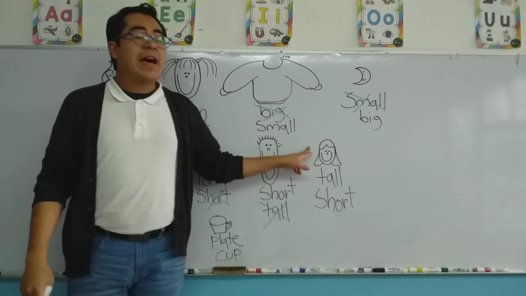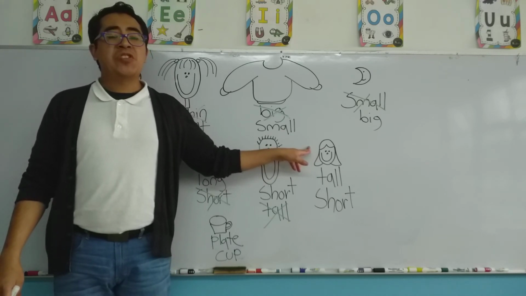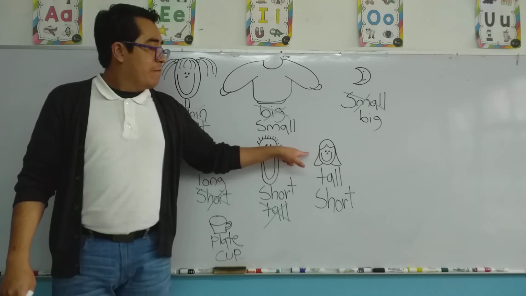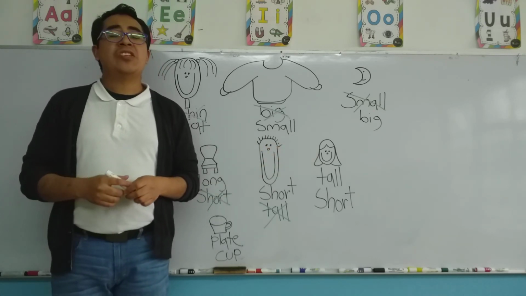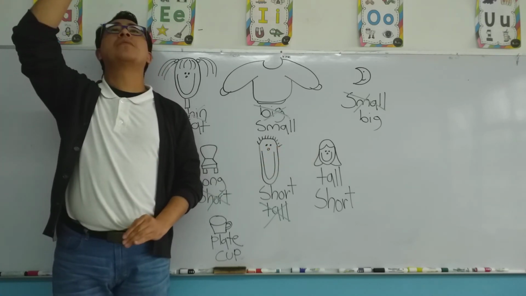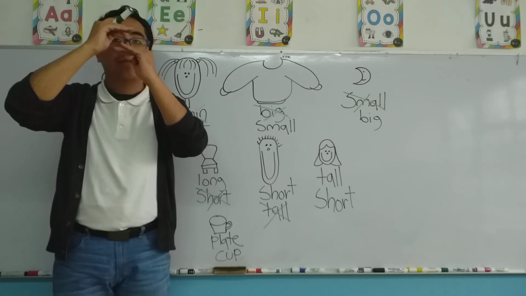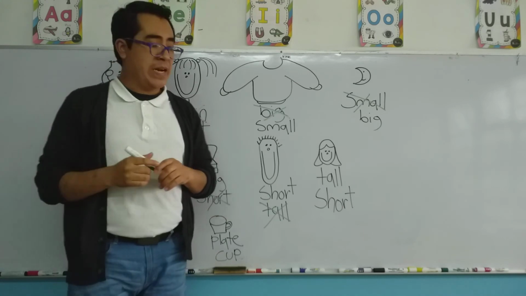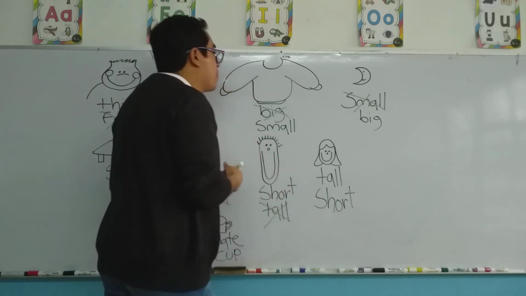Then we have another shape of a person. In this case, we have a girl. So, for the girl, is she tall or short? Short, very good. Option number 2.